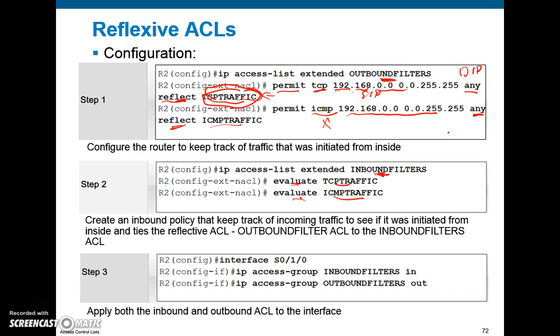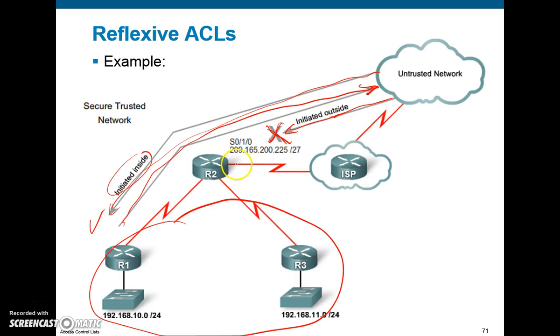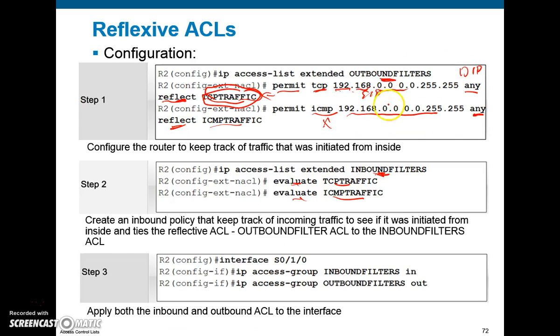Where do I apply the ACL? I will apply it here. Here is your outbound filter, here is your inbound filter. The outbound filter allows this network to go out and reflects the traffic, and when the return traffic comes back, I will evaluate to see whether the traffic is legitimate, and I will allow it to come in. So this is called reflexive ACL.